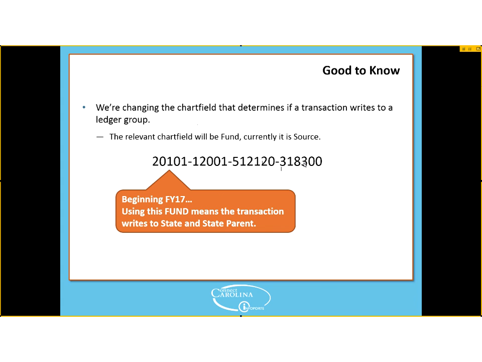But next year, it's going to be the fund that makes that determination. So it'll be 20101 that says, hey, this is a state transaction. This is a state parent transaction.